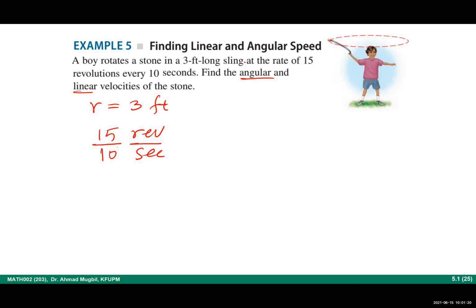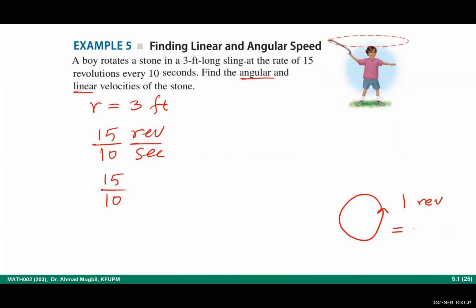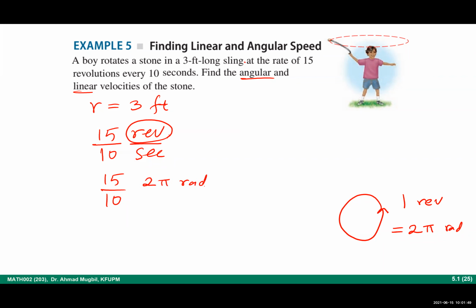Now, this is not the angular speed, but if you do one small thing, it will become the angular speed. So if you did this 15 over 10, when we have one revolution, how many radians are in one revolution? 2π radians. So remove this one revolution and write instead of revolution 2π radian. No need even to write radian, by the way, but we keep it. And here we have seconds. So what I did, instead of revolution, I wrote 2π radian.